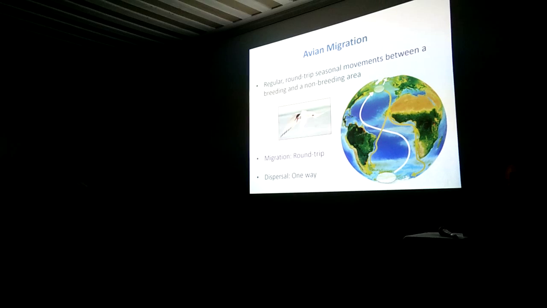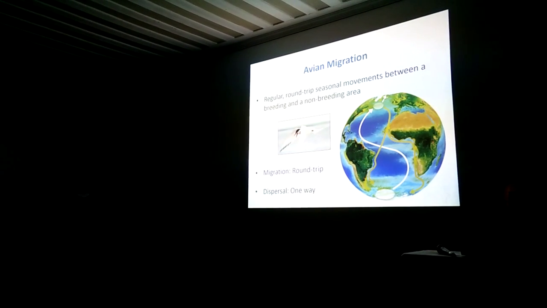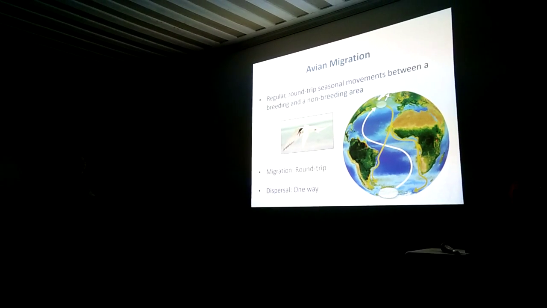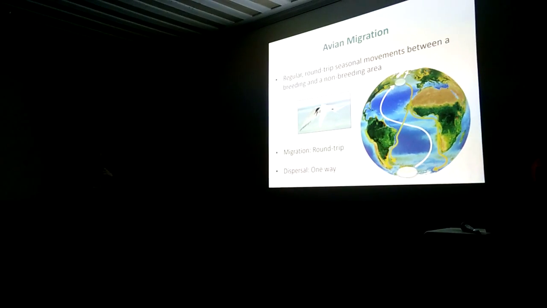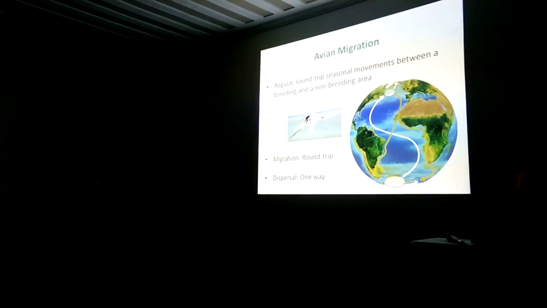And I think it's always important to start by defining exactly what I mean when I say migration, because migration has different meanings in different contexts. In this context, when I say migration, I mean a regular round-trip seasonal movement between a breeding and a non-breeding area, with the key point being that round-trip part. So migration is a round-trip journey, whereas dispersal is one way.